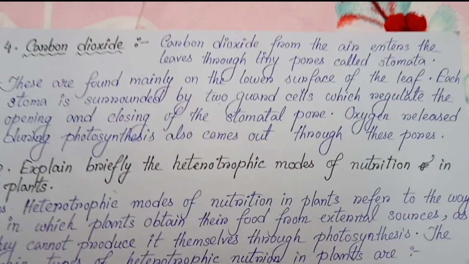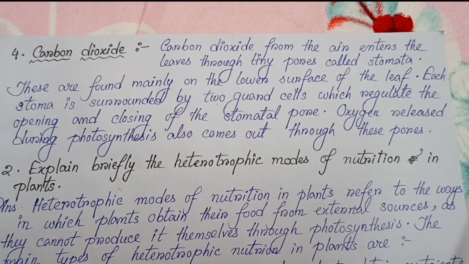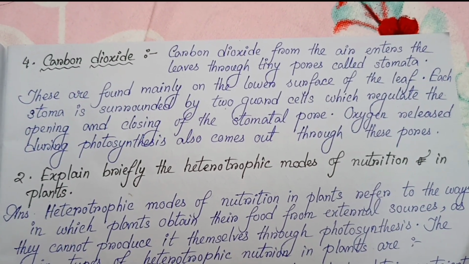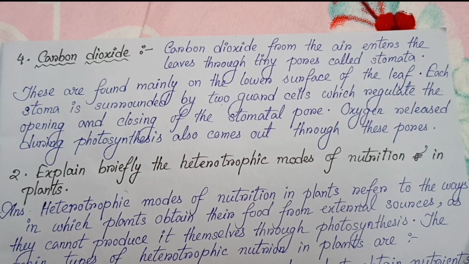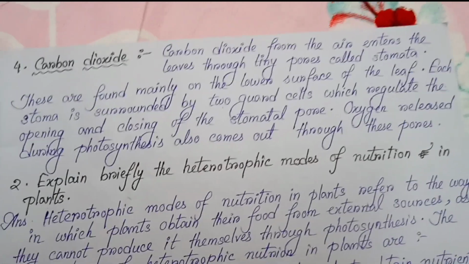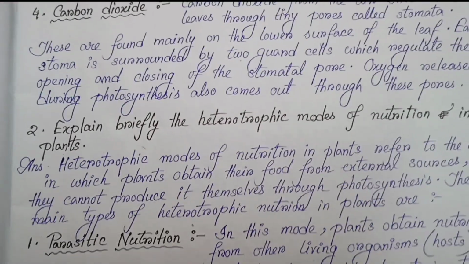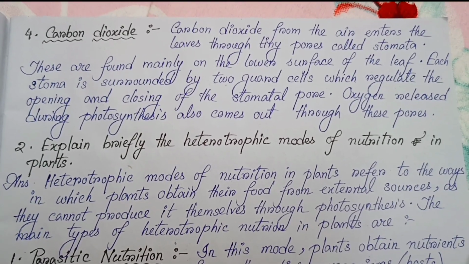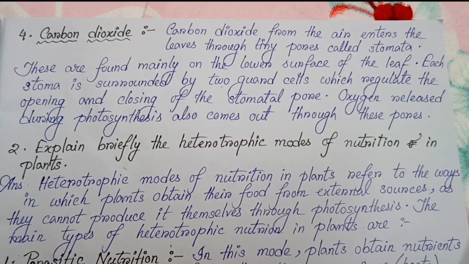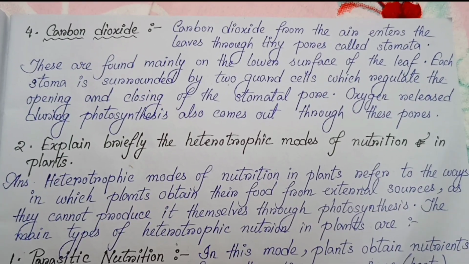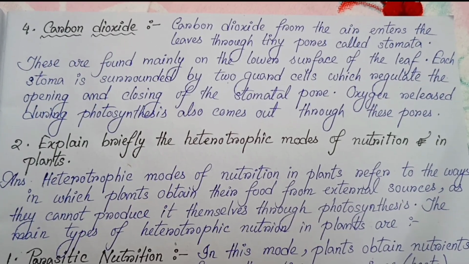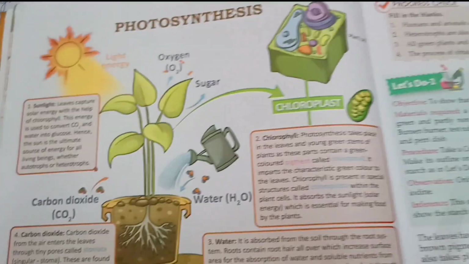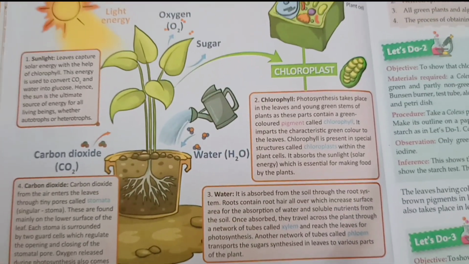Carbon dioxide. Carbon dioxide from the air enters the leaves through tiny pores called stomata. These are found mainly on the lower surface of the leaf. Each stoma is surrounded by two guard cells which regulate the opening and closing of the stomatal pore. Oxygen released during photosynthesis also comes out through these pores. So you can draw this diagram for this answer.